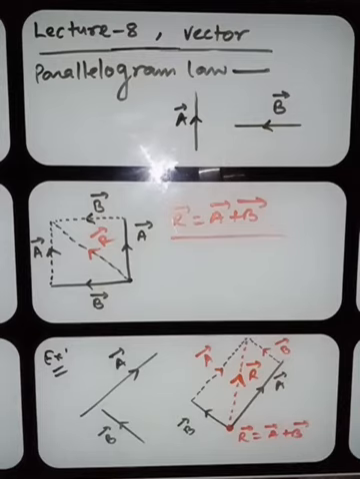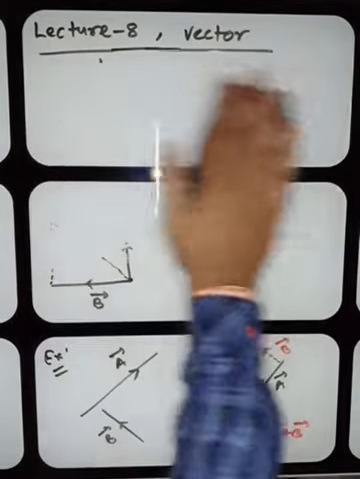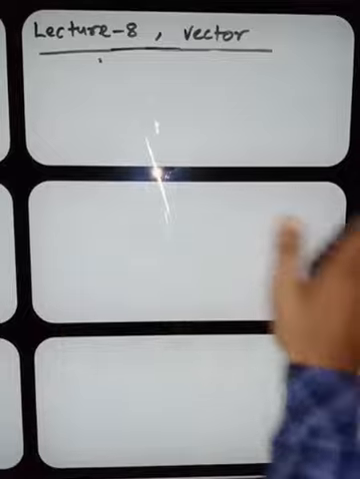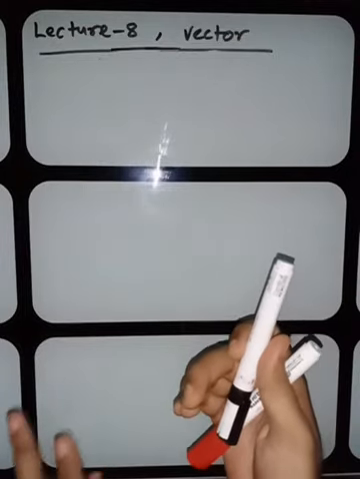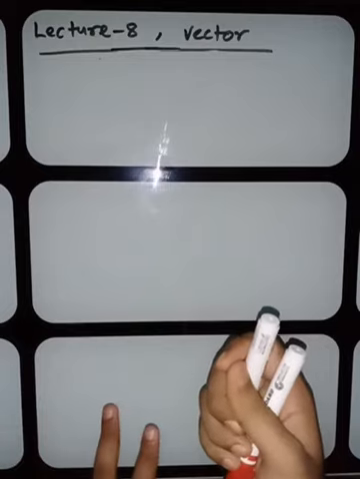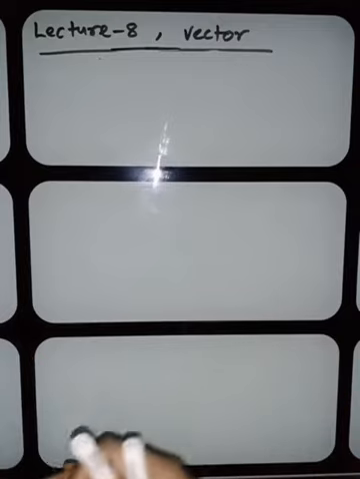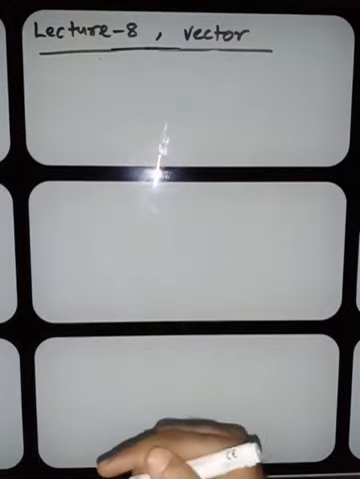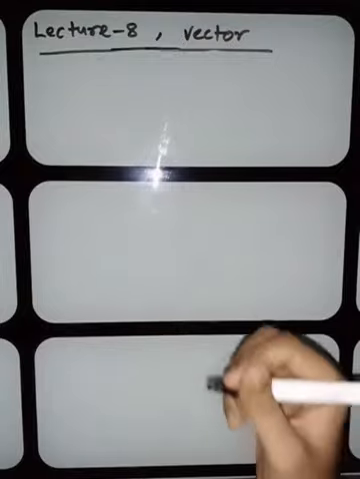Now I'm going to explain the polygon law. This polygon law will be used very feebly in your course, but you should know about it also. Remember, using triangle law you can add a maximum of two vectors, using parallelogram you can add a maximum of two vectors, but using polygon law you can add many vectors, more than two, 3, 4, 5, etc. To add more than two vectors, which law should we use? Yes, it is the polygon law.